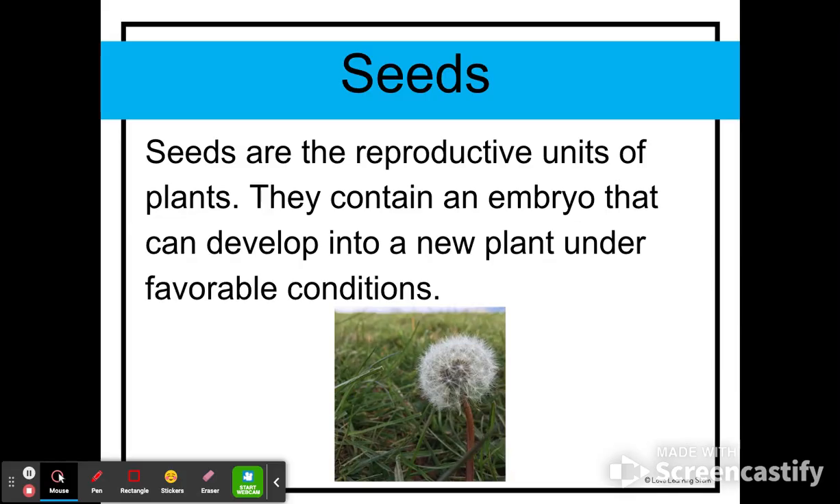Plants also have seeds, and sometimes the seeds are on the external structure. You can see it as in the picture down below. They are the reproductive units of plants, and they contain an embryo that can develop into a new plant under really good conditions.